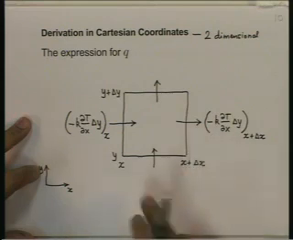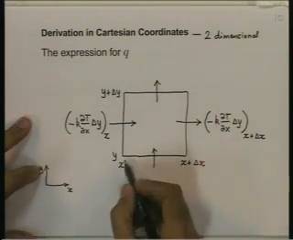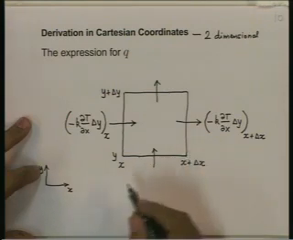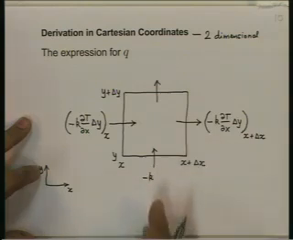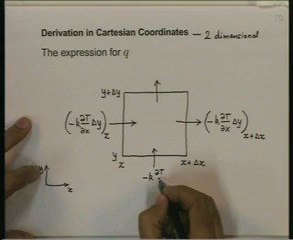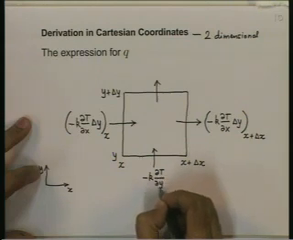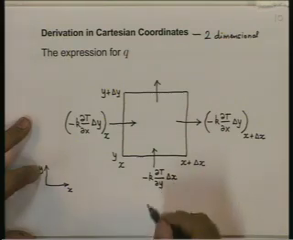Okay. Similarly, this heat flow from the lower edge will be minus k. We are looking at heat flow in the y direction, so partial dT by dy multiplied by area, which will be delta x into 1.